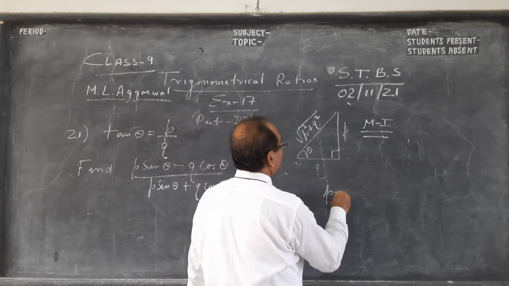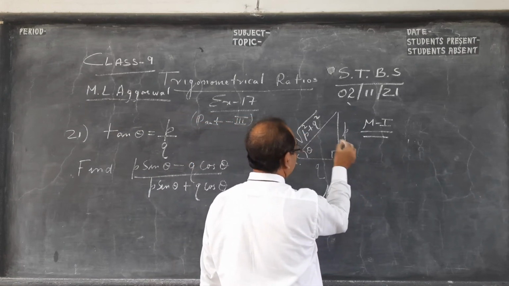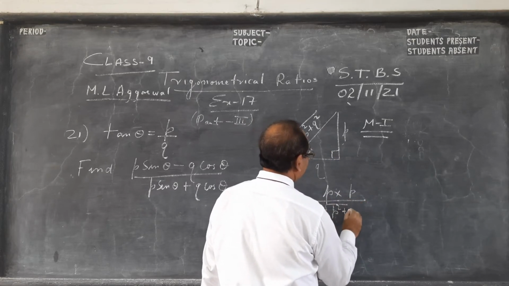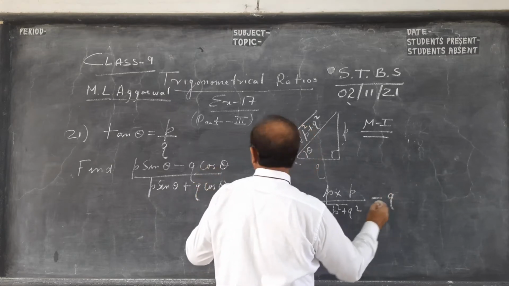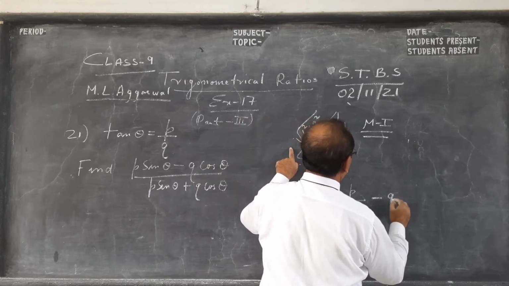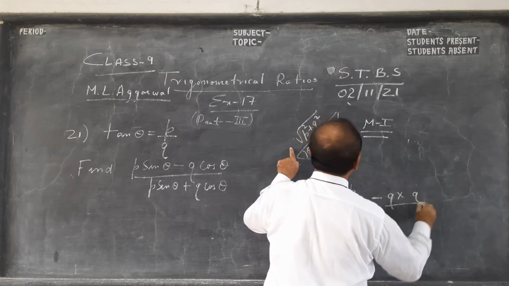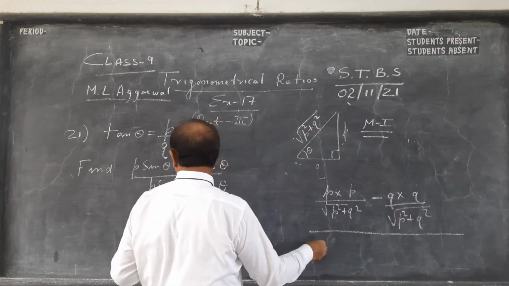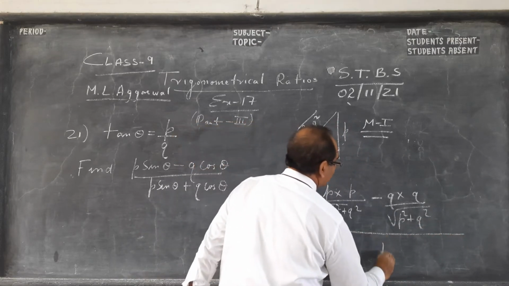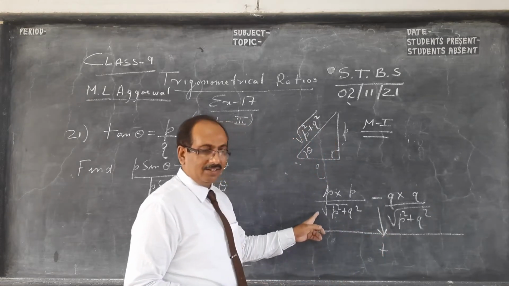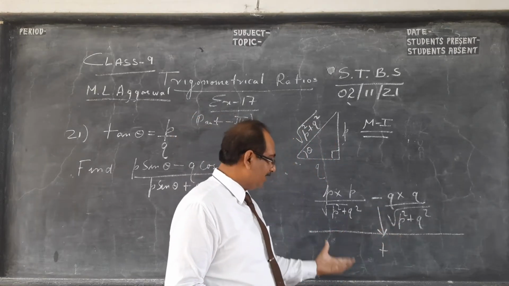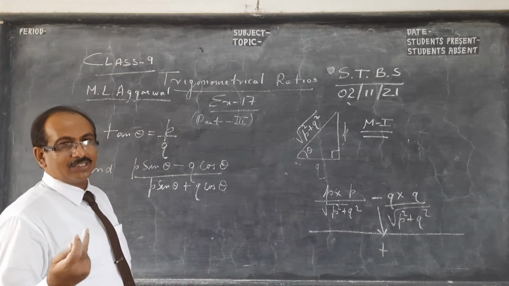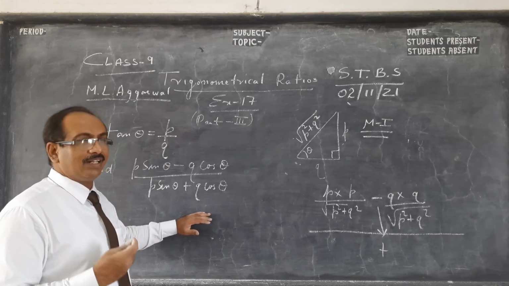P sine theta is P by this, perpendicular by hypotenuse, minus Q, cos theta is Q by this. Something like this happens, children. Then again the denominator is the same thing with plus sign. I am not going into that. A very easy method is there. There are many. In the next few videos we will see harder sums and tricky sums.